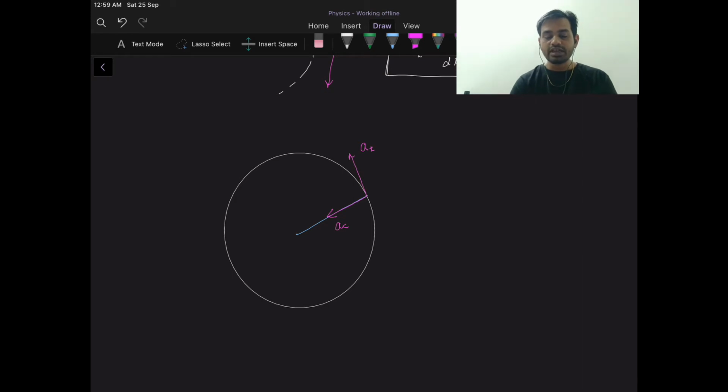See, tangential acceleration and centripetal acceleration are two components of the total acceleration. So we can find the value of total acceleration by the parallelogram law of vector addition. How to find the total acceleration? We can complete the parallelogram. So this is the complete parallelogram, right? And the total acceleration will be something like this. This is the total acceleration.